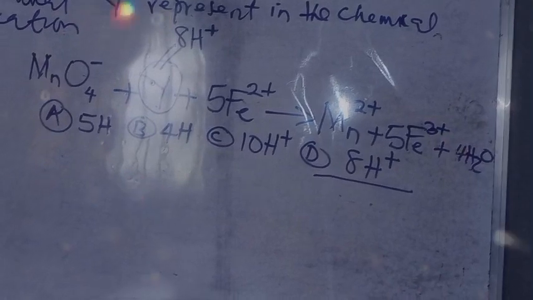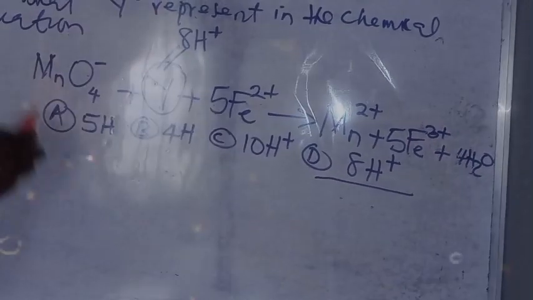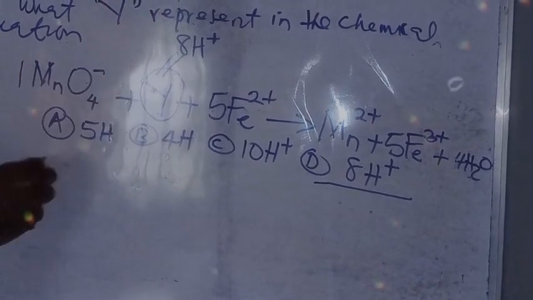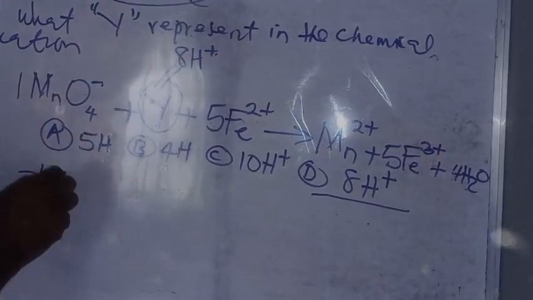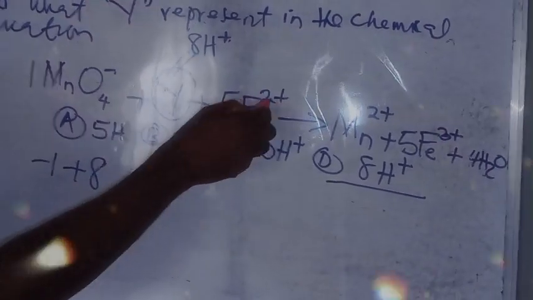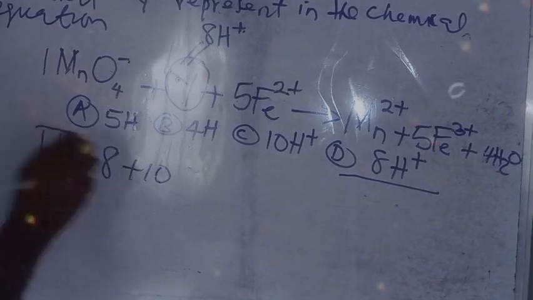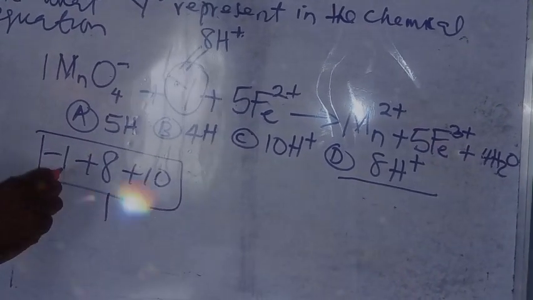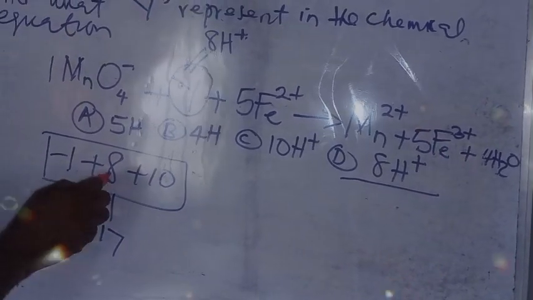If you want to cross-check, you check by looking at the charges, if the charges are balanced. Here, 1 times -1, -1. 8 times +1, +8. 5 times +2, +10. That gives us what? -1 +8, that is +7. That is 17, right? 7 + 10.